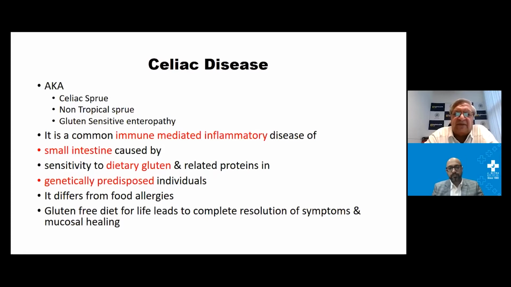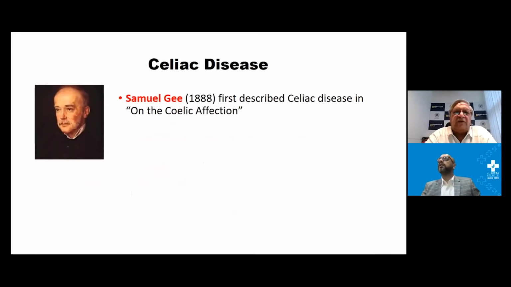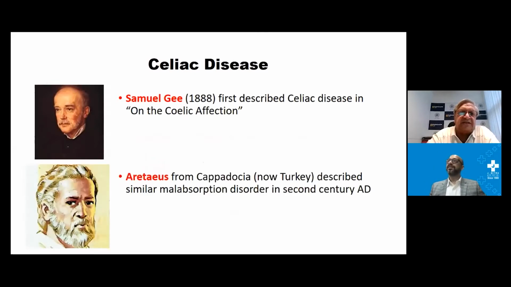Gluten-free diet for life will lead to complete resolution of symptoms and mucosal healing. So this condition is completely reversible provided we can make the right diagnosis. It was first described as celiac disease by Samuel Gee in 1888. Though when you look at the literature, you find that Aretaeus from Cappadocia, now in Turkey, described similar malabsorption disorder in the 2nd century AD.